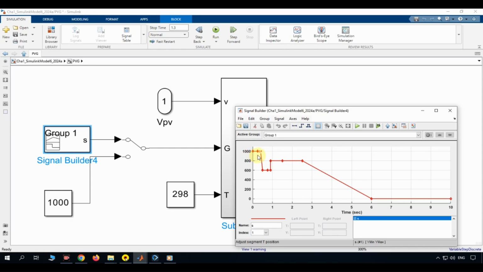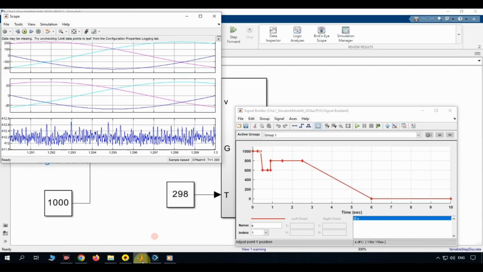The irradiance starts at around 1,000 watts per square meter, then drops sharply to around 600 watts per square meter, and finally rises again to settle at around 800 watts per square meter. This kind of step profile is commonly used to test how quickly and how smoothly the maximum power point tracking algorithm can react to sudden changes in solar irradiance, similar to the effect of passing clouds. Let's look at how the system responds to these changes.